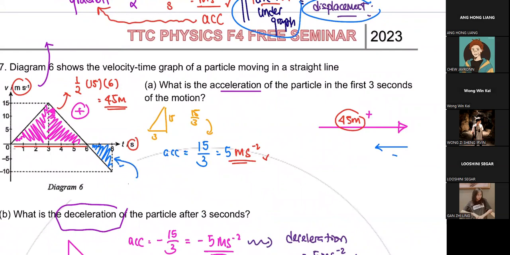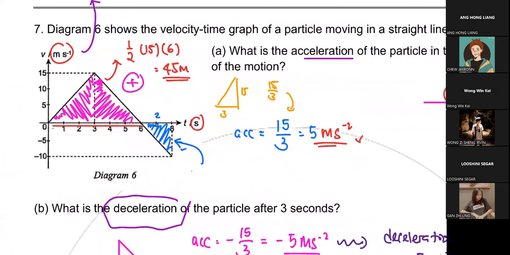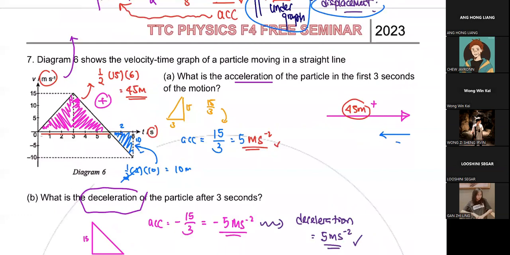Okay. Then after that, we look at the blue one. So the blue one will also be a triangle, right? So this one is going to be 2, this is going to be 10. So my triangle is going to be half times 2 times 10. So this is going to be 10 meters, because it's a cut, right? So I'm going to have 10 meters.